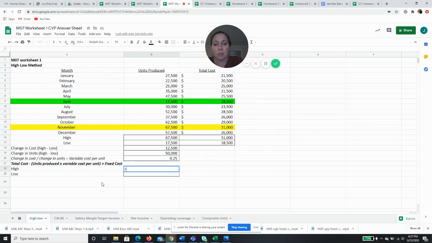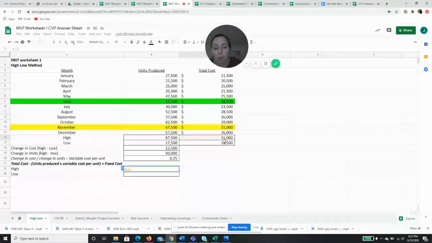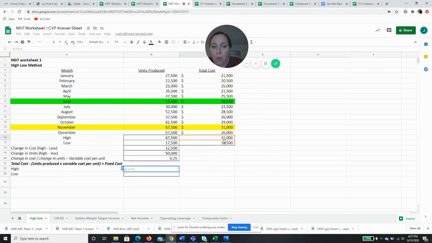So our total costs in our high period was 31,000 minus our total number of units, which was 67,500 times our variable cost per unit, should equal our fixed cost of 14,125. I'm going to use the low number just to check my answer. So in the low period, our total costs were 18,500 minus total number of units produced, 17,500, times our variable cost per unit of 25 cents. And it comes out 14,125. So I feel pretty good about that.